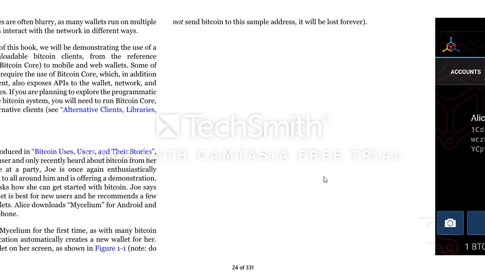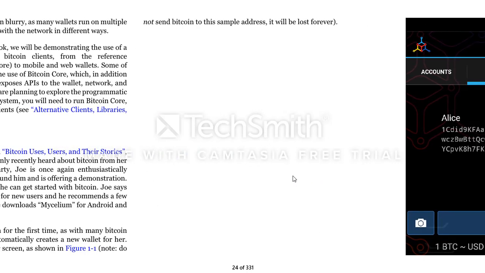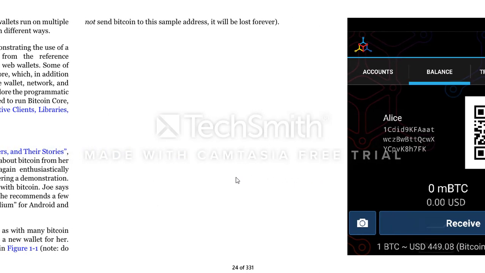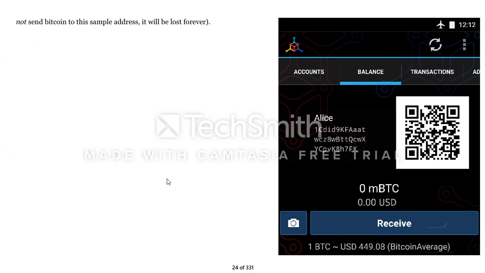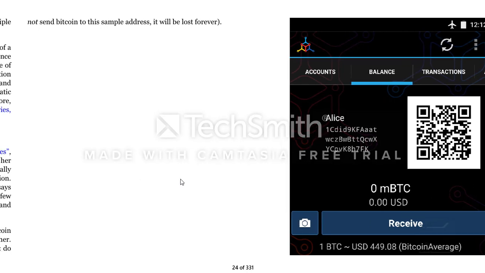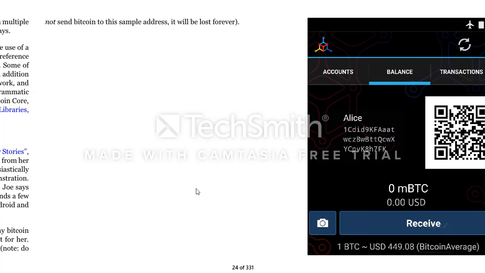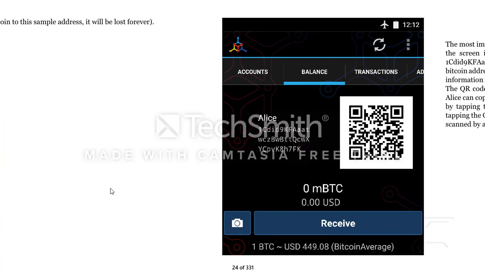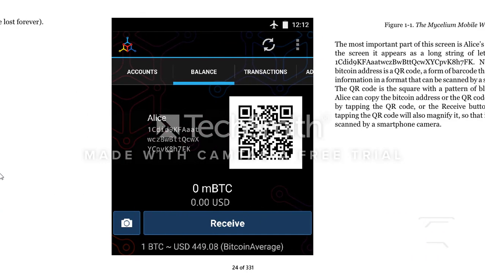When Alice runs Mycelium for the first time, as with many Bitcoin wallets, the application automatically creates a new wallet for her. Alice sees the wallet on her screen, as shown in Figure 1:1. Note, do not send Bitcoin to this sample address, it will be lost forever. Figure 1:1. The Mycelium mobile wallet.